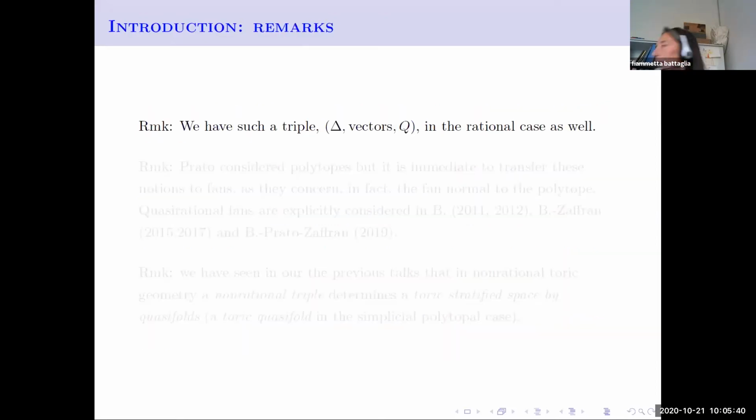Still repeating myself. The first remark is that we have such a triple in the rational case as well, because whenever we say rational fan in toric geometry, in the classical situation, we mean a fan together with a lattice, the lattice with respect to which the fan is rational, and there is a canonical choice of vectors that are the primitive vectors with respect to the lattice, the primitive ray generators. So we do have such a triple, which is used in the construction of the corresponding toric variety.